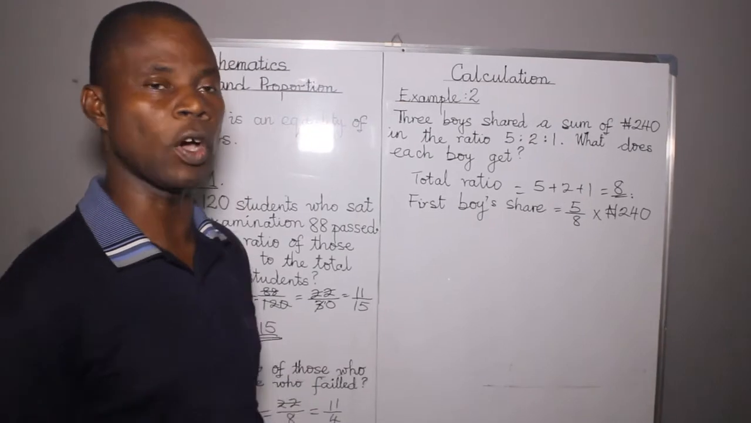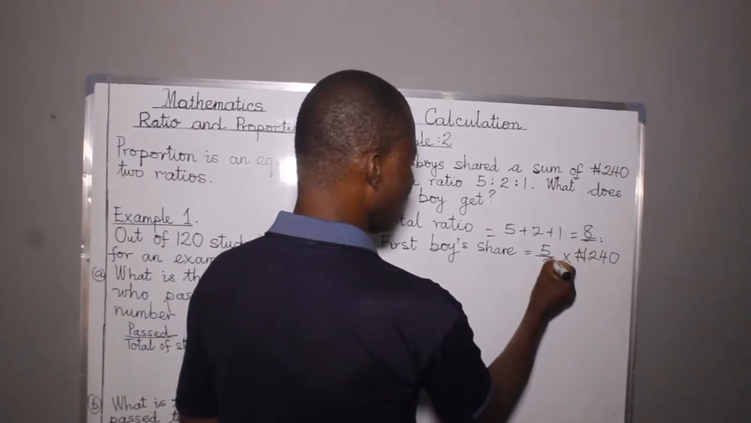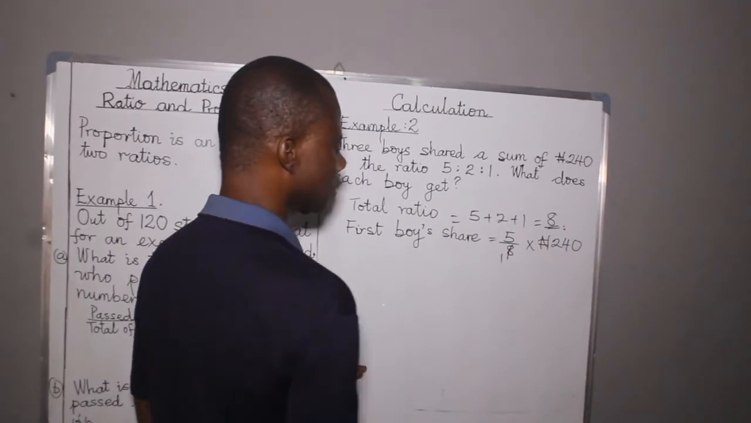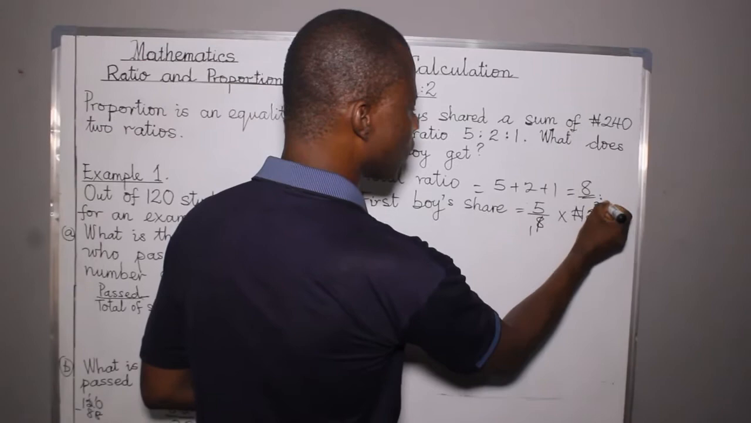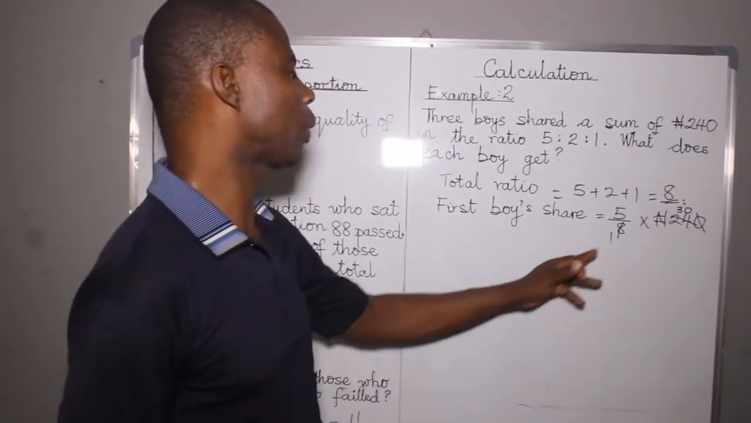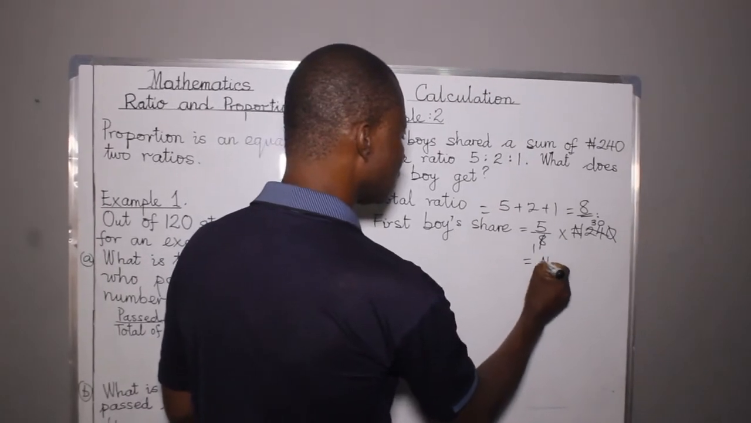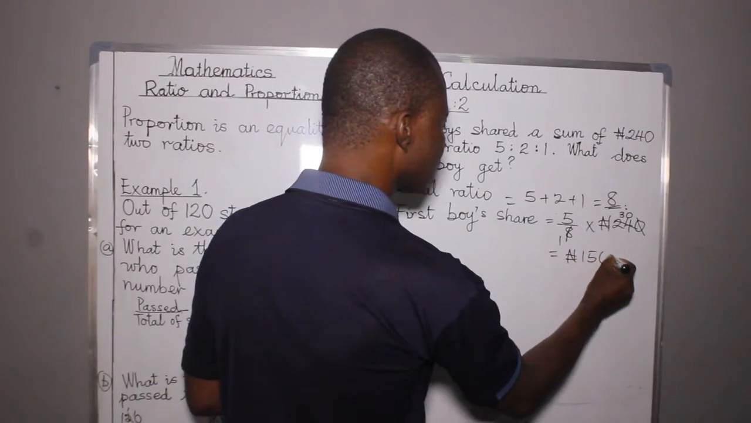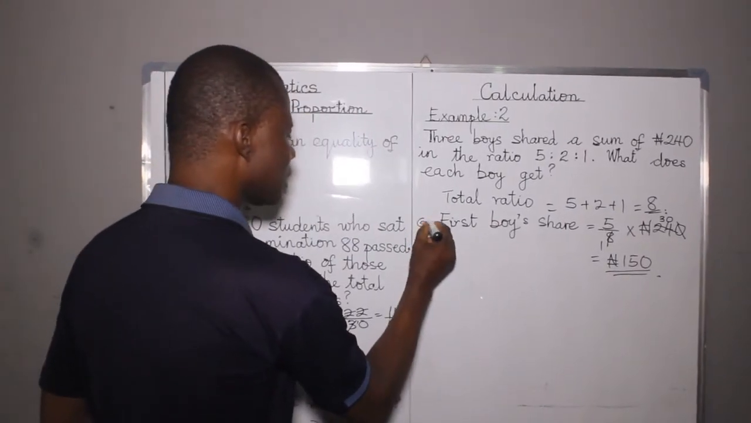Similarly, the same thing you do for all of them. Now let's break this down first. 8 goes here, 1. 8 goes in 24, 3. 8 goes in 0, 0. So we have 5 times 30. And that gives us 150 naira. And that's the answer. That's A part of it. The B.